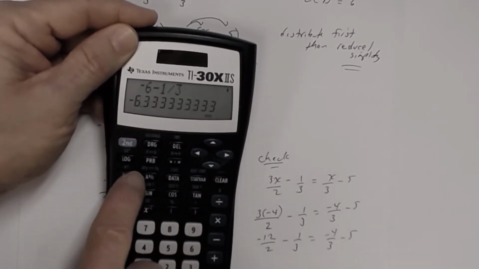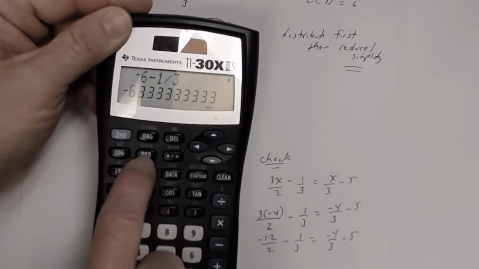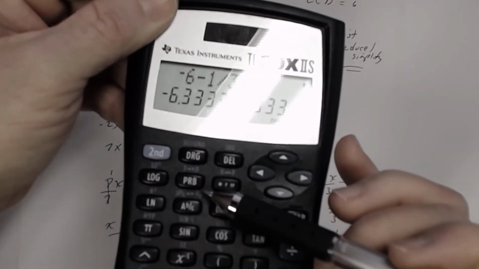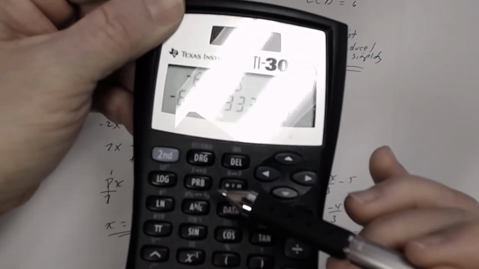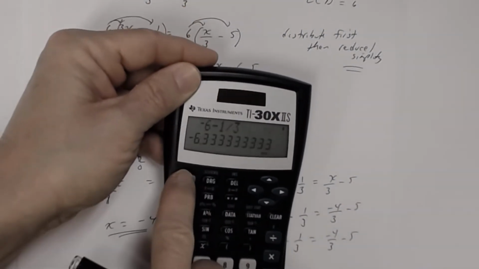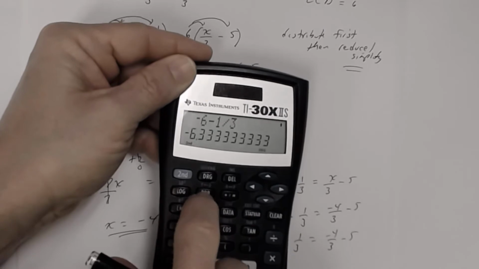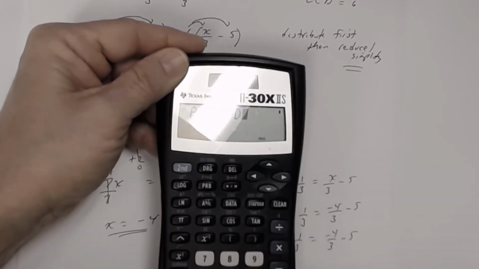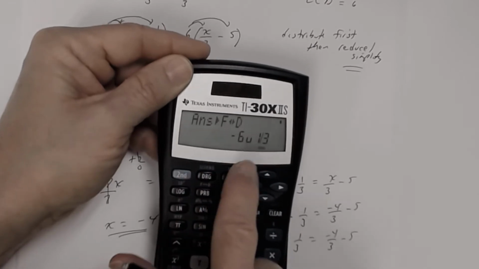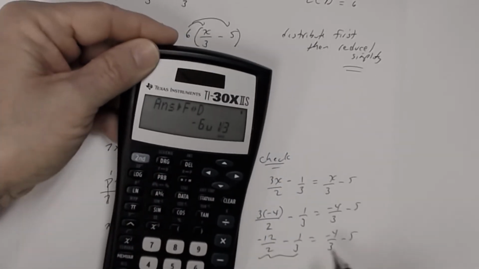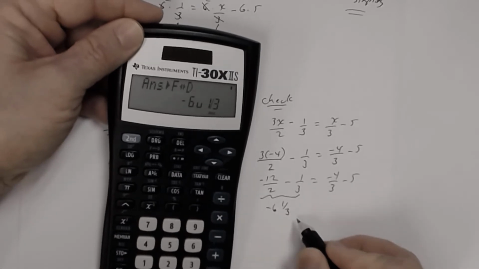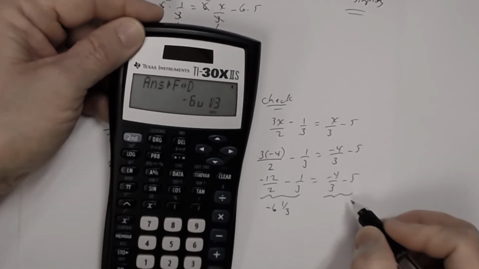So let's see. See where it says PRB right here, and right above that, you have that blue button, and it says F to D. So to get to it, you have to press second, and then this right here, and notice fraction to decimal, decimal to fraction. Press enter, and you get -6 1/3. So this right here is -6 1/3. So let's see what this is. So let's go on this side and figure this out.